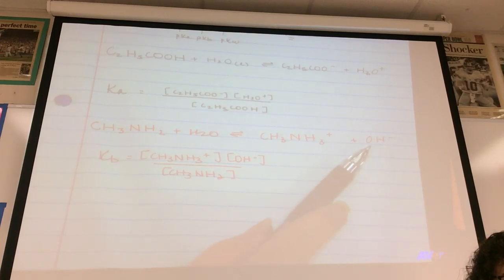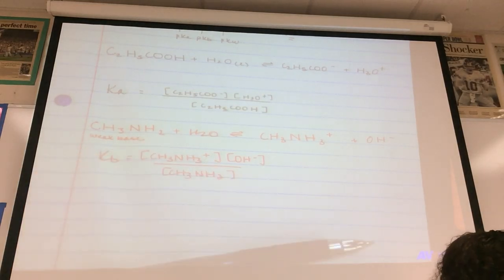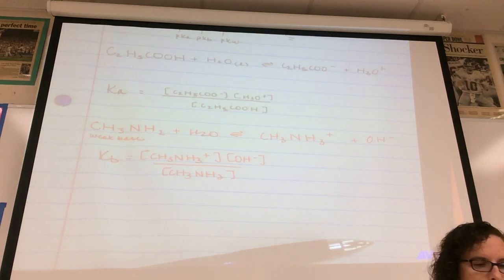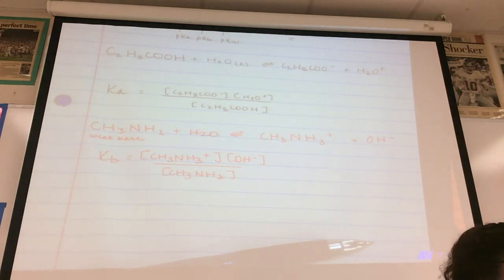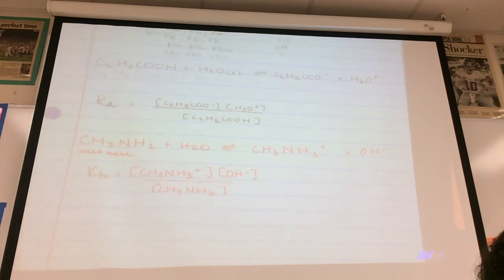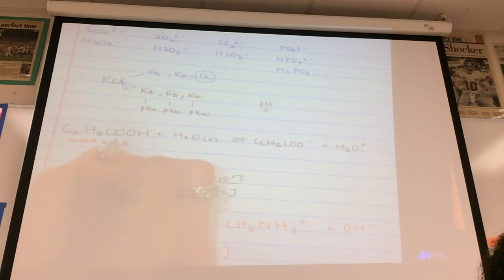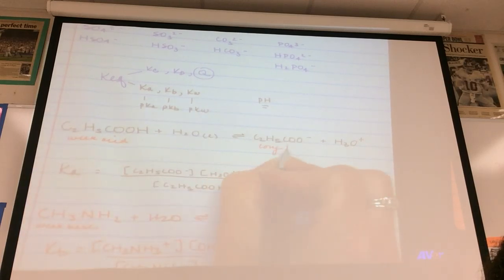Remember, bases generate hydroxide ion. And again, you'll see the concentration of this will far exceed the concentrations of those because it's a weak base. Another thing that you will see is that the weaker the base, the stronger its conjugate acid. The weaker the acid, the stronger its conjugate base.